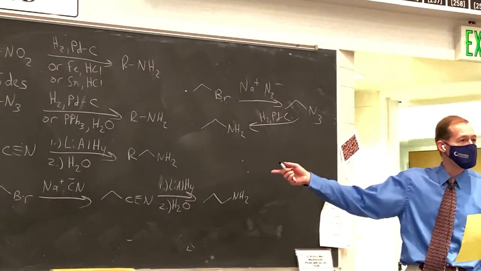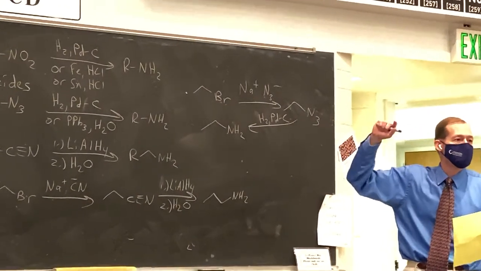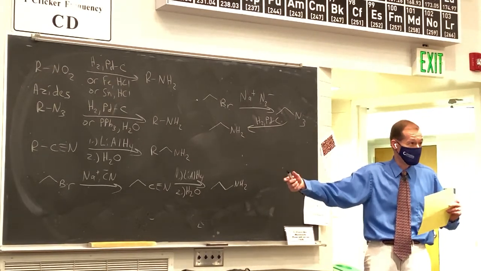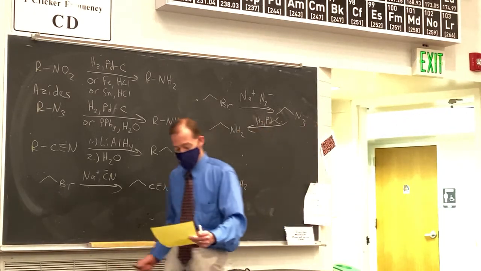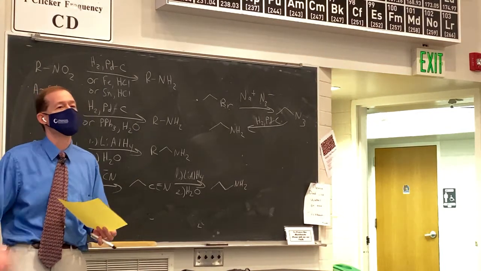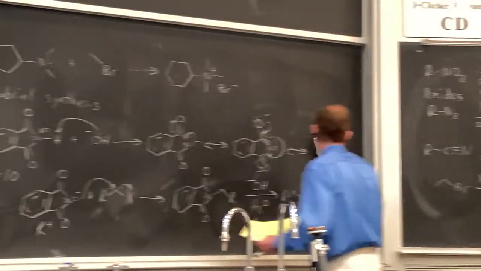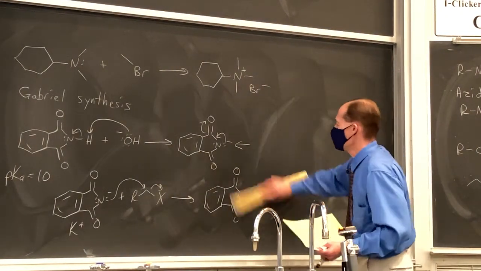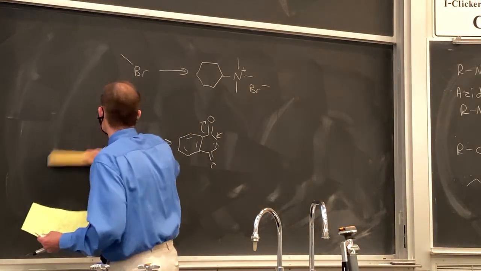So the Gabriel synthesis and the azide synthesis convert the primary alkyl halide to an amine without changing the chain length. When we use a nitrile, it lengthens the chain by 1 carbon. So all these methods we've shown you so far are making primary amines. What do we do if we want secondary or tertiary amines?